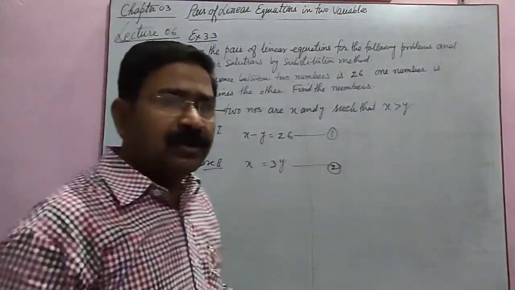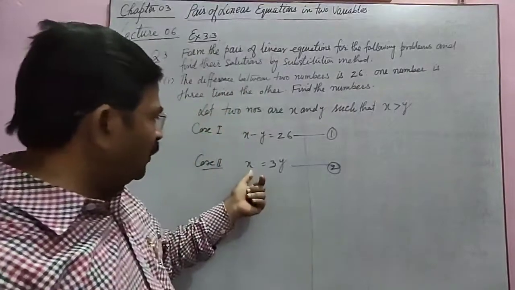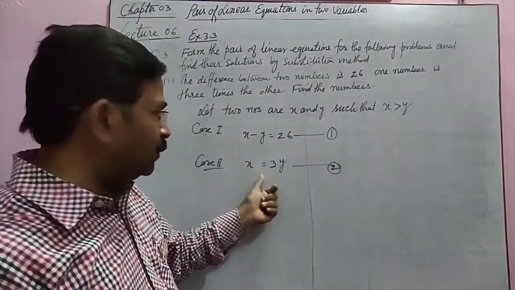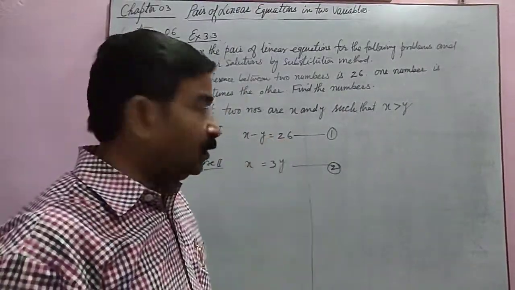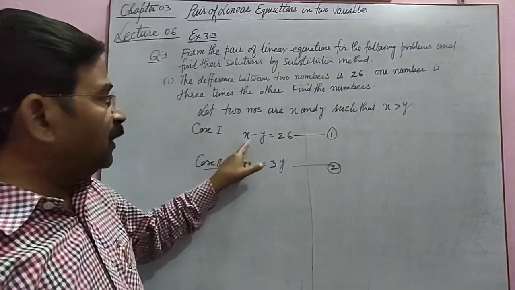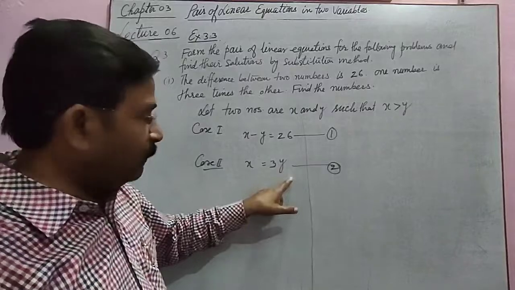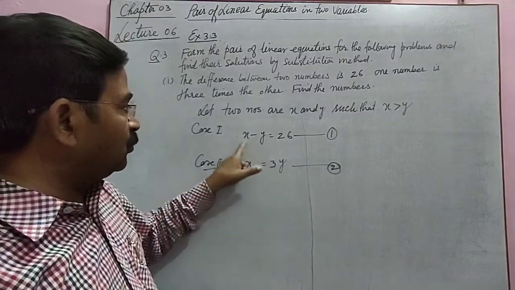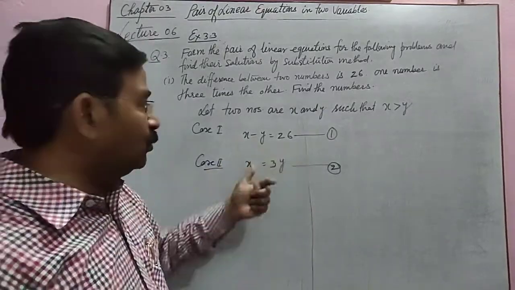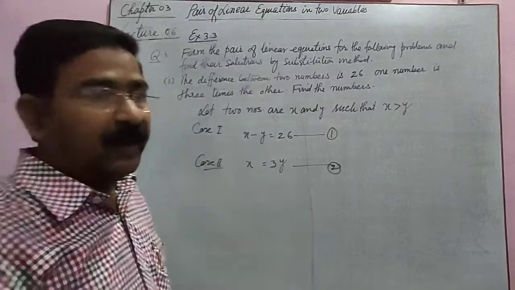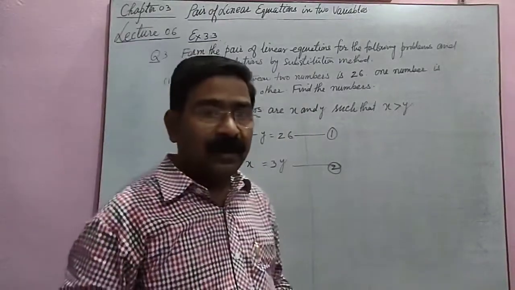Since we have to use the substitution method, we are getting the value of x to substitute in equation number 1. So I have got the equation x minus y is equal to 26 and x is equal to 3y. So put the value x is equal to 3y in equation number 1 to get the value of x and y, and this will be your answer. It's alright.